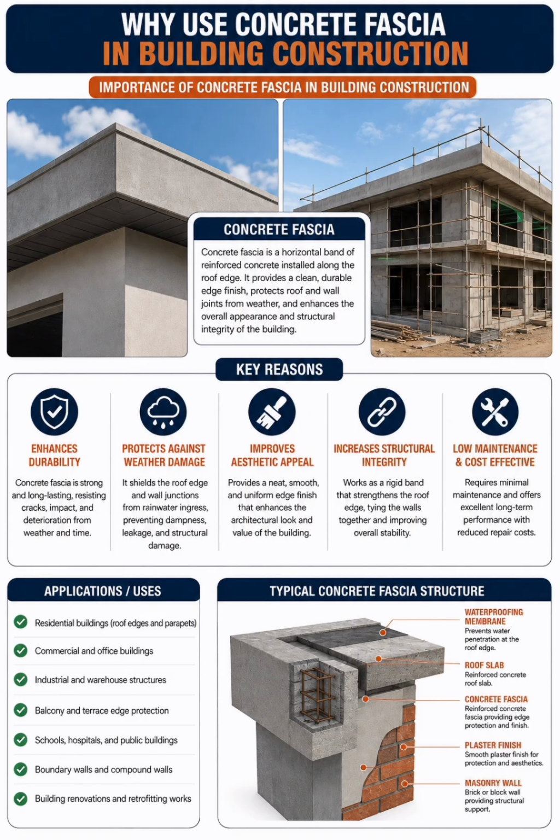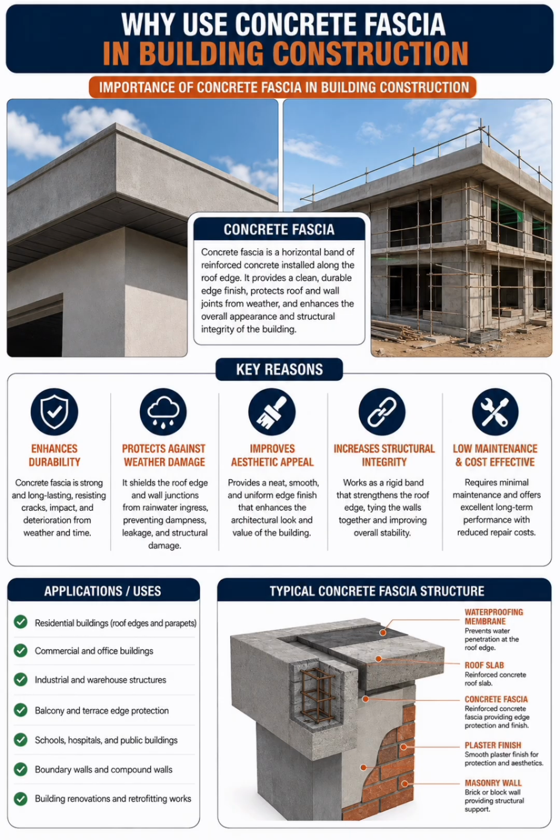Then here we'll take a look at the typical cross section for a concrete fascia structure. So you can see the way it looks. We have the waterproofing membrane, which is the top surface of your concrete fascia, because you're going to make use of your waterproofing membrane, which prevents water penetration at roof edges.